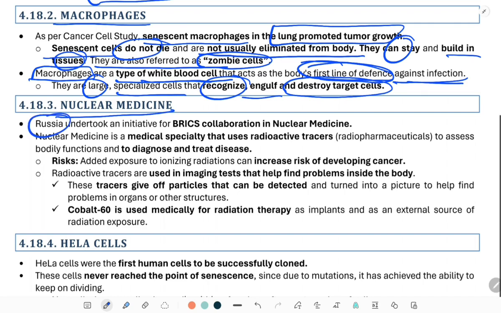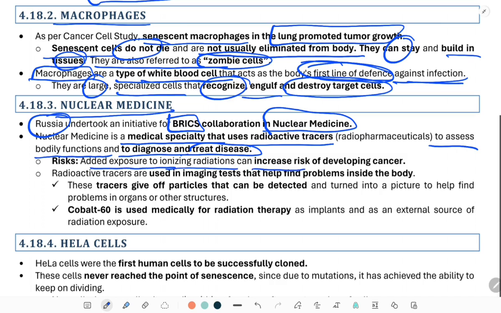Russia undertook an initiative of BRICS collaboration in nuclear medicine. Nuclear medicine is a medical specialty that uses radioactive tracers to assess bodily functions and to diagnose and treat disease. Risk or added exposure to ionizing radiation can increase the risk of developing cancer. Radioactive tracers are used in imaging tests that help find problems inside the body.